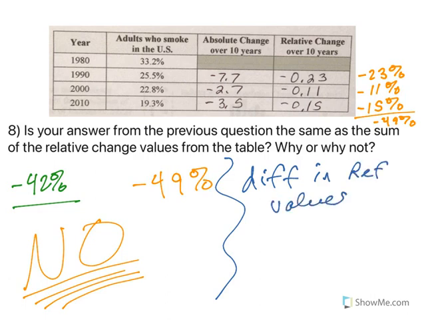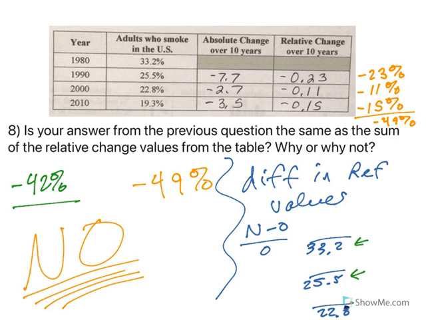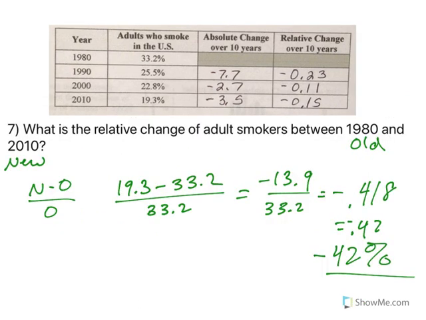Think about each 10-year period. When you find new minus old divided by old, for each one of those, we had a different denominator. Only from 80 to 90 was the denominator 33.2. The next period, it was 25.5, and the one after that, it was 22.8. So because the reference value changed each time, that changes the relative change. When we calculated the relative change from 80 to 10, we only had the one denominator.